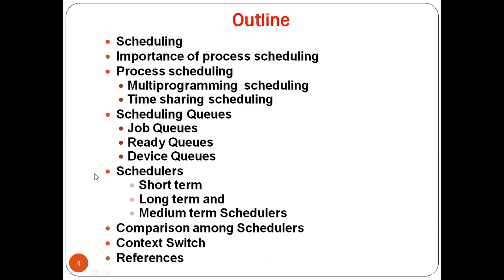And next, we'll be seeing about the schedulers. There are three types of schedulers available. The first one is the short-term scheduler, the second one is the long-term scheduler, and the third one is the medium-term scheduler. Next, we'll be seeing the comparison among the schedulers. And finally, we are going to see the context switch technique.